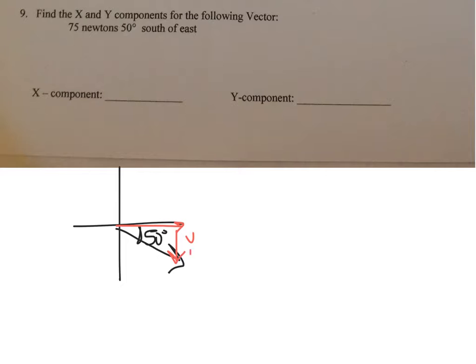So your y is always your vertical, and your x is always the horizontal. So in this case, our x is touching our 50-degree angle, so that means it's adjacent. So we are going to use cosine for that. So it'll be our magnitude of 75 is our hypotenuse, cosine of 50 degrees. And then you just type that in your calculator, and that will give you 48.21.